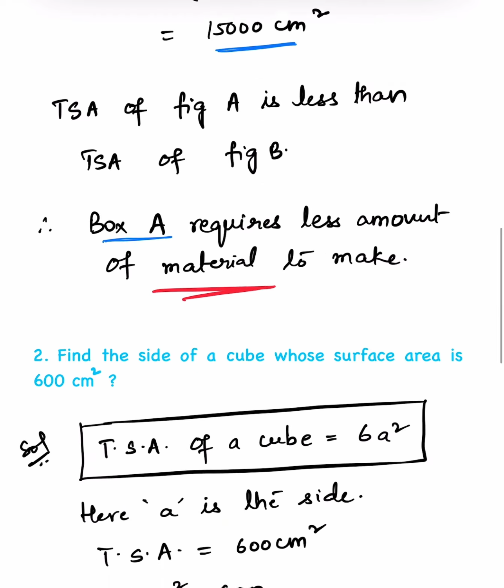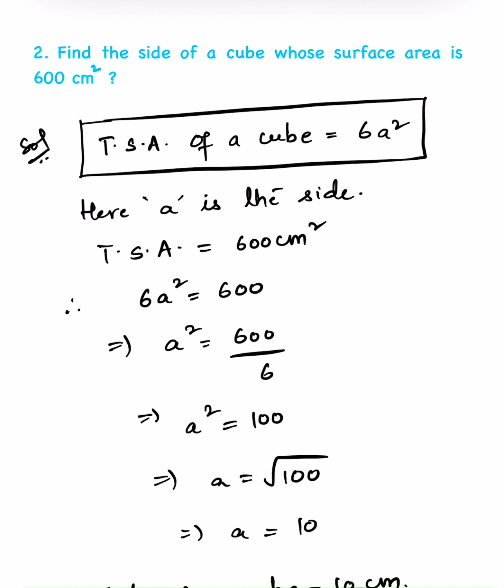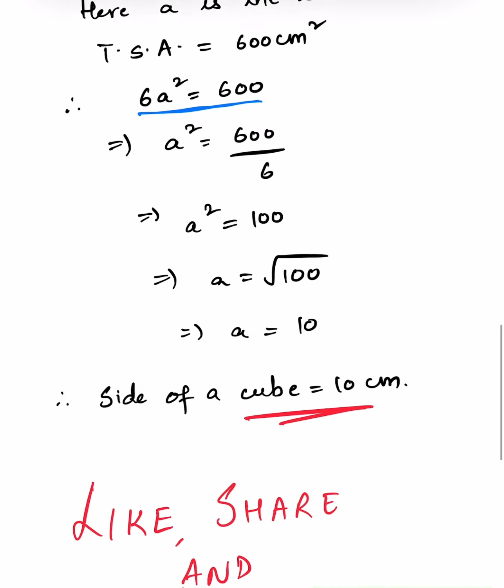That is the answer. Find the side of a cube whose surface area is 600 centimeter square. Because length, breadth and height of a cube are same, the formula for TSA of a cube, total surface area of a cube, is 6A square, where A is the side of the cube. So what is total surface area given in the question? 600 centimeter square. Therefore 6A square equal to 600. Let us equate these two. So A square equal to 600 by 6, A square equal to 100, A equal to square root of 100. Therefore A equal to 10. Therefore side of the cube is 10 centimeters.